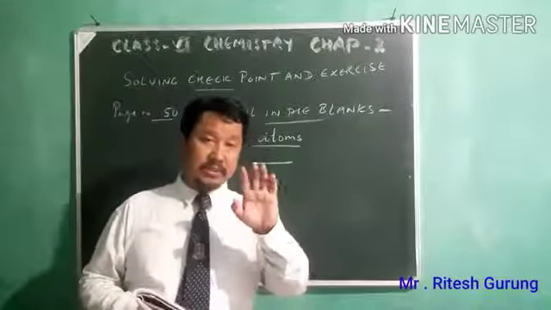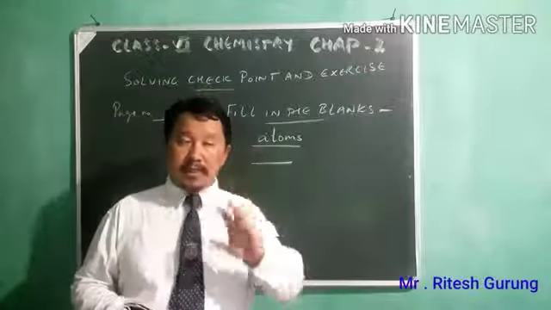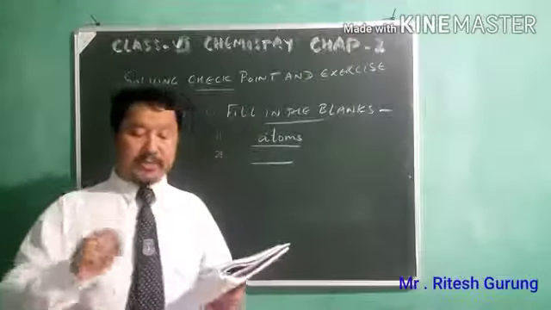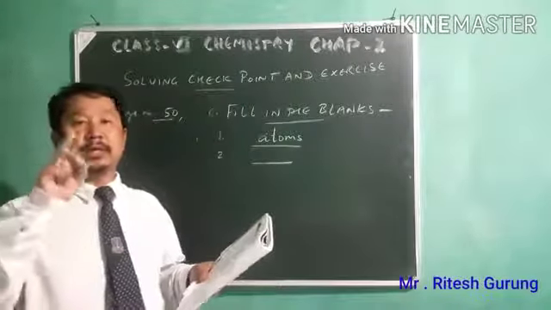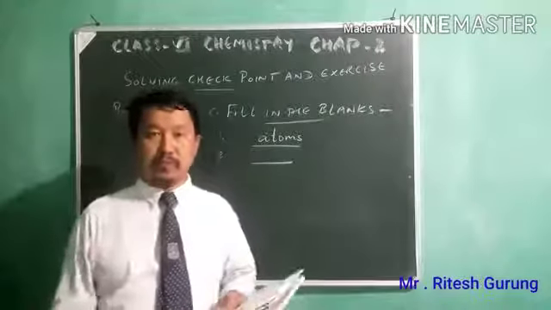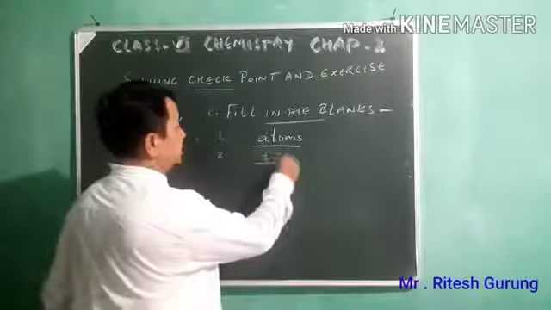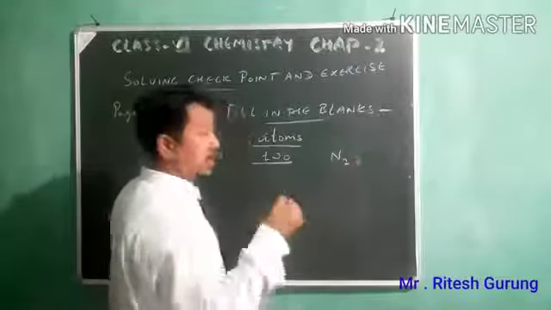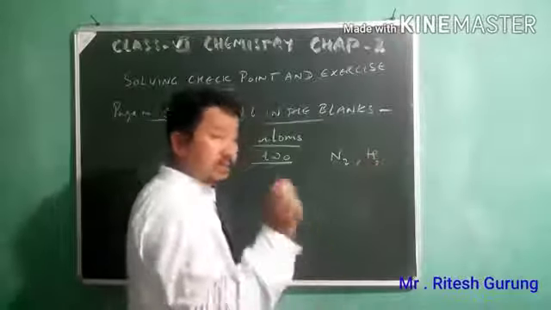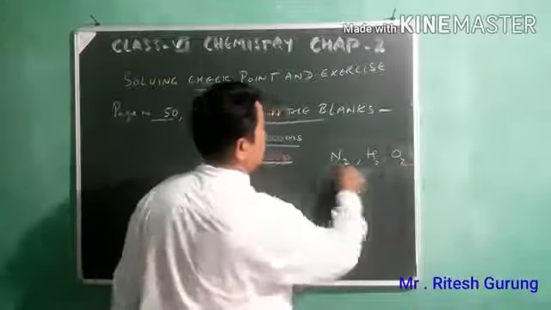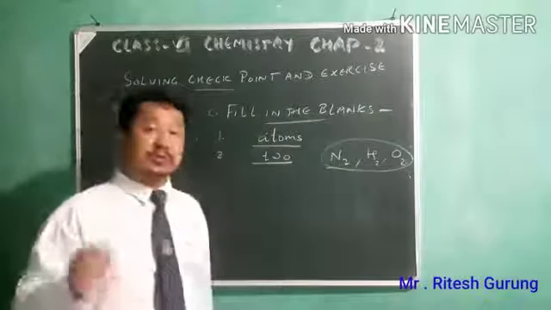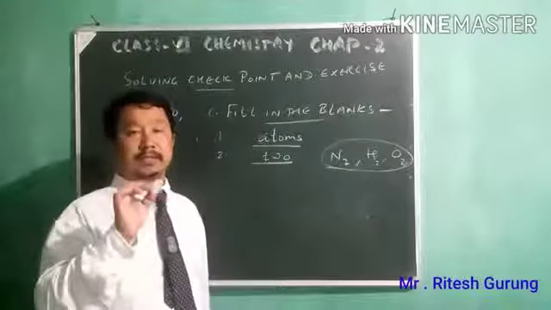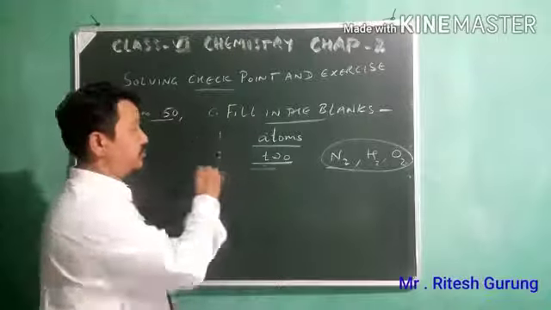So just get the idea now. Any gaseous element, it may be nitrogen, hydrogen, or oxygen, has a molecule formed of 2 atoms. So here the answer is 2. It is like this: N2. If it is hydrogen, it is H2. If it is oxygen, O2. That means the gaseous elements have 2 atoms in their molecules. Okay, number 3.